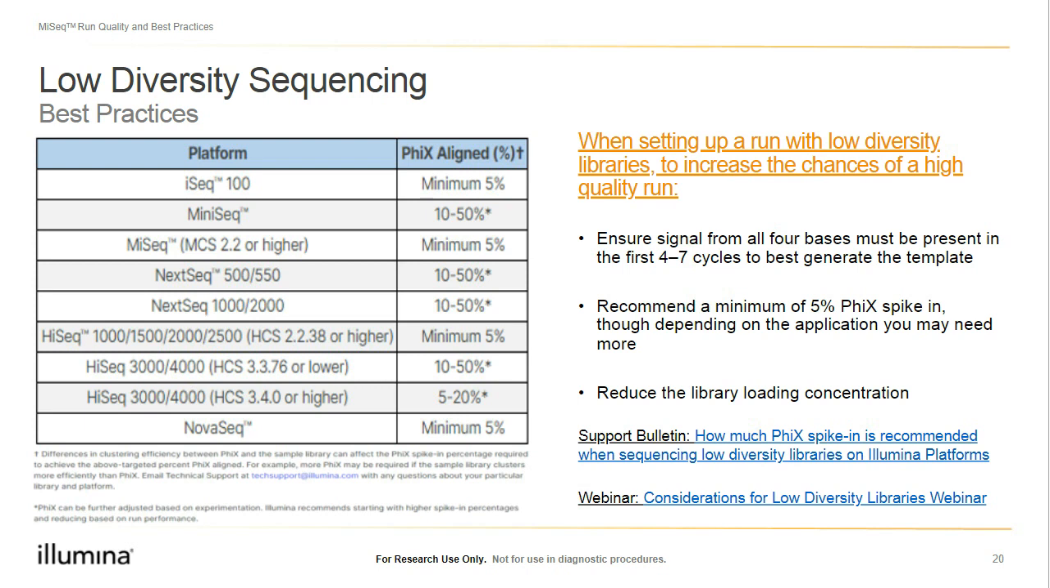We recommend a minimum of 5% PhiX spike-in, though depending on the application, you may need more. There is actually no such thing as too much PhiX, as long as we're able to still hit our desired number of reads for each sample, so keep that in the back of your mind if you do have doubts about your library diversity. Lastly, reducing the library loading concentration will produce a lower cluster density, which typically aids in a low diversity run.